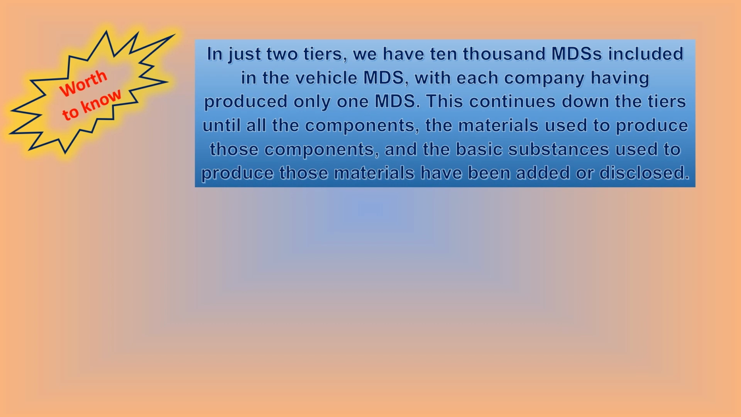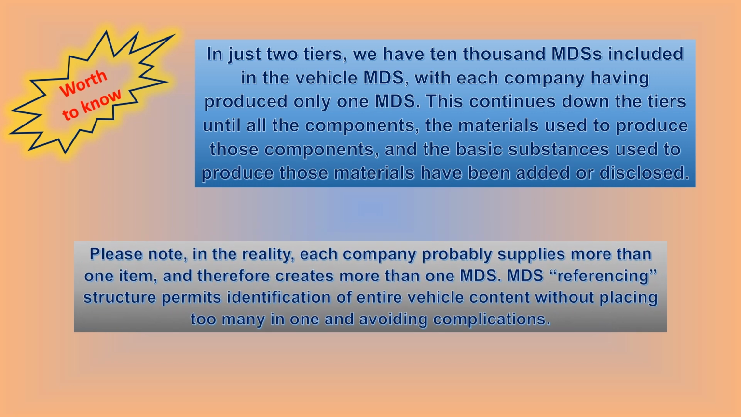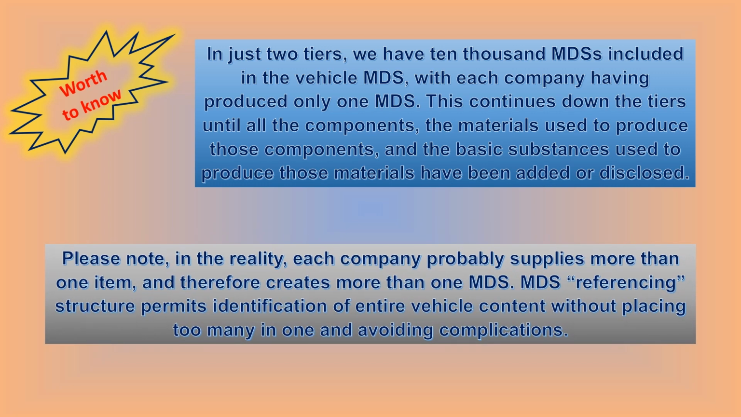In just 2 tiers, we have 10,000 MDSs included in the vehicle MDS, with each company having produced only one MDS. This continues down the tiers until all the components, the materials used to produce those components, and the basic substances used to produce those materials have been added or disclosed. Please note, in reality, each company probably supplies more than one item and therefore creates more than one MDS. The MDS referencing structure permits identification of entire vehicle content without placing too many in one and avoiding complications.